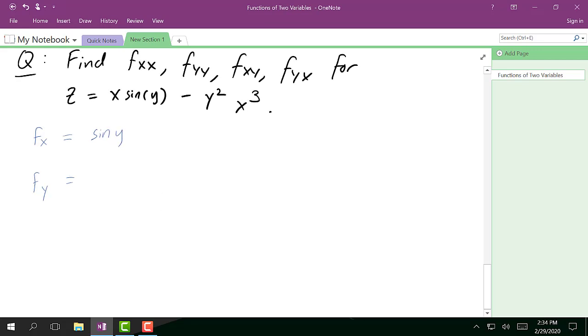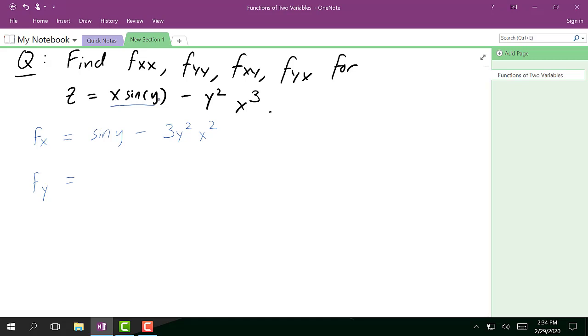Here y is constant with respect to x, and then what we get is minus 3y squared x squared. If that didn't make sense, think of y as just some constant number. If I have any expression of y multiplying an x, the function is linear in x, so I'm just going to pull out the constant coefficient, in this case sine of y.